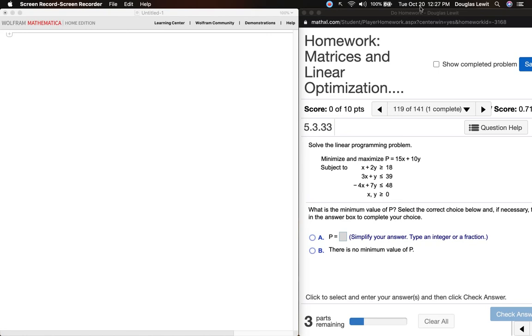So as you can see from my calendar here, this is Tuesday, October 20th. That gives you about 11 days to finish the assignment, and it is an important assignment. So please, let's get moving on this assignment.